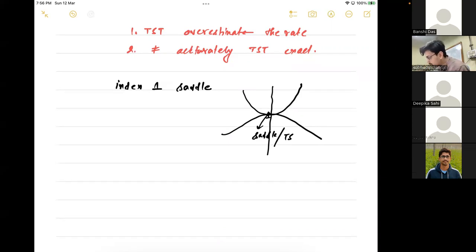So it may be possible that in the phase space, the dividing surface is not at the index 1 saddle point. Then the TST will not give us an accurate value, because for any potential energy surface, you can easily compute where the index 1 saddle point is. If you set dV/dx equal to 0, and the second derivative is negative, then you can find the point x equal to, let's say, x star, right?